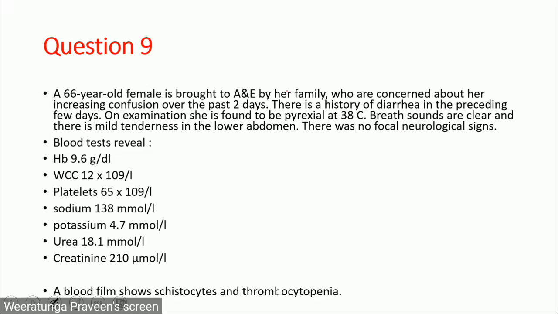The main difference is that in DIC, the coagulation profile will be grossly off, completely deranged. In TTP, the coagulation profile is normal. In DIC, the whole point is that they use up, consume their coagulation factors. So PT/INR, APTT, thrombin time, everything will be grossly abnormal. In TTP, these will be normal.